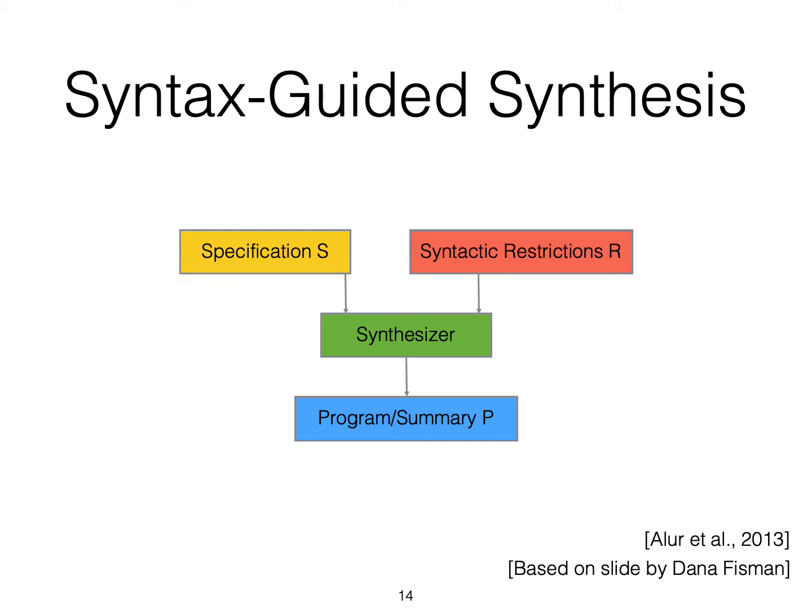So now that we've established that we want to learn summaries that have a particular shape, we can try to consider techniques for generating such summaries. And one obvious choice is to use syntax-guided synthesis. In syntax-guided synthesis, we can give a specification S and a set of syntactic restrictions R to a synthesizer, which in the case of program synthesis would produce a program P as output, or in our case would produce a summary P as output. This output P should be a witness for this exists-for-all formula, where P needs to obey the syntactic restrictions R and also meet the specification S for all possible inputs I.